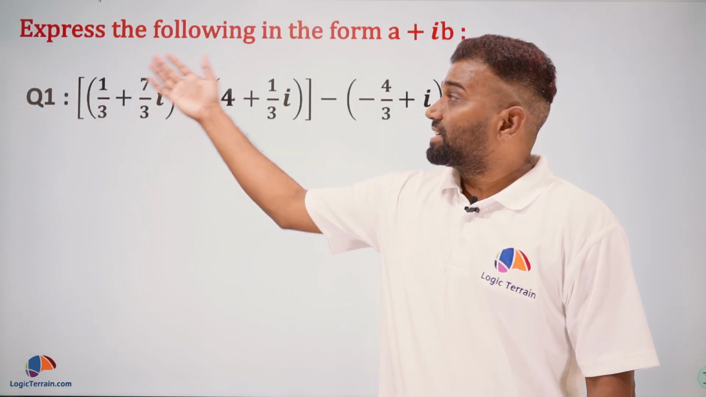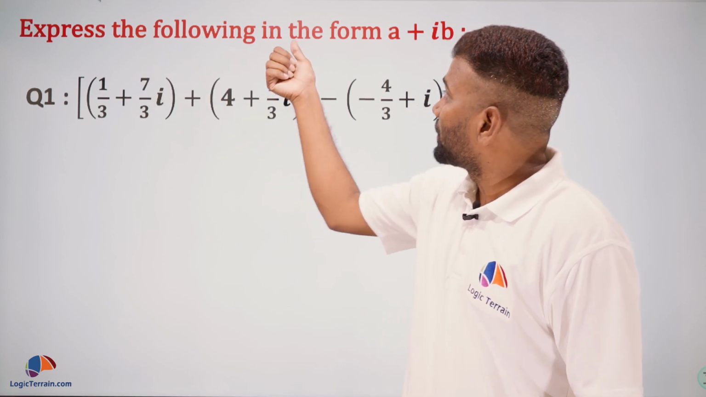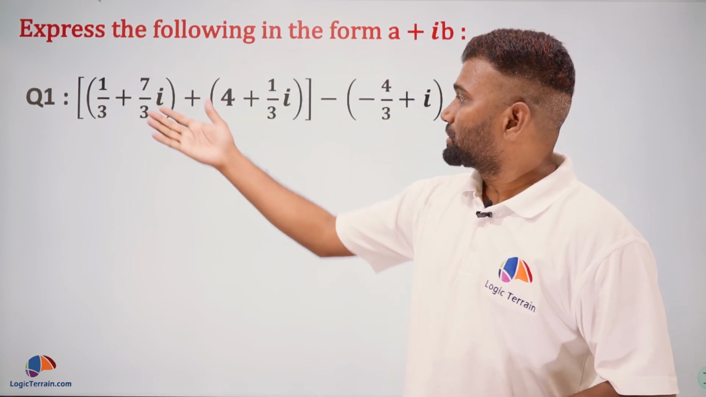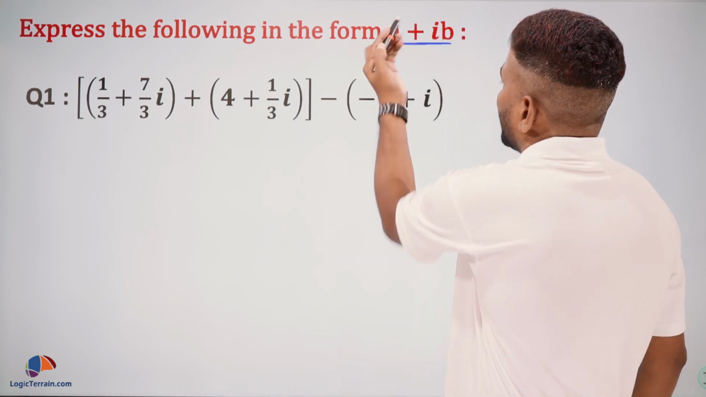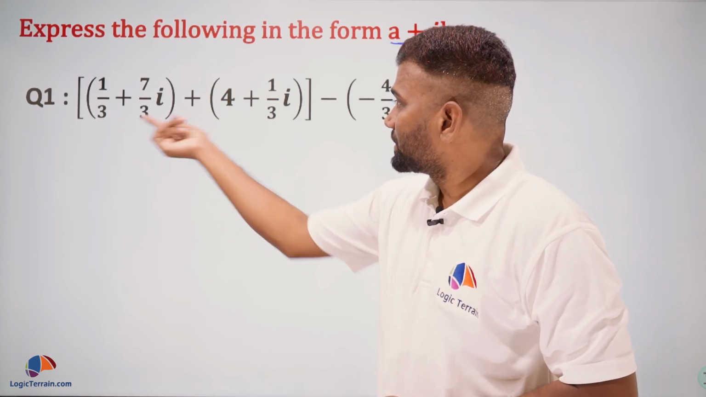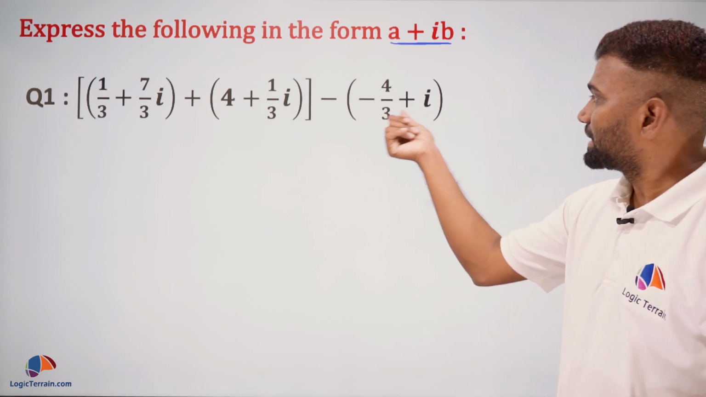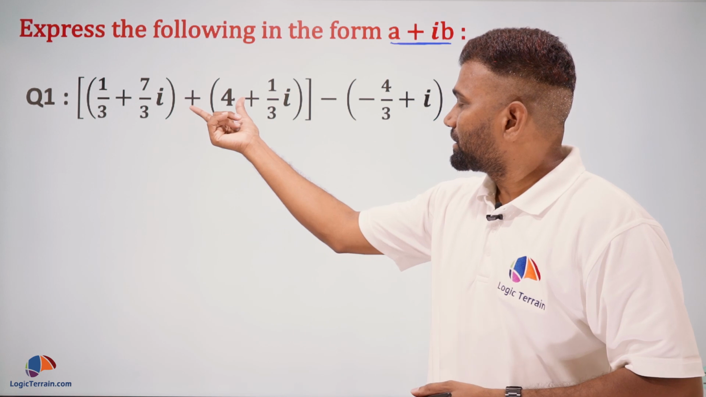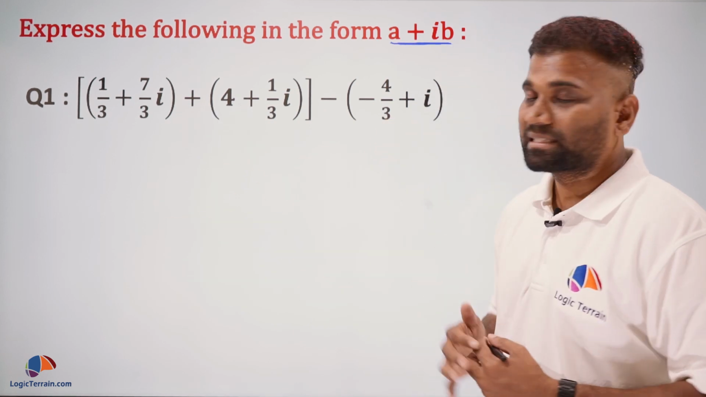Clear? Here are some very important examples. In the first model, express the following in the form a plus ib. So in this model, the given expressions we have to express in the form a plus ib. Here is the first question. In this there are two complex numbers adding, and from this result another complex number has to be subtracted. For that, first we'll add up these two complex numbers. From the result we have to subtract this complex number.